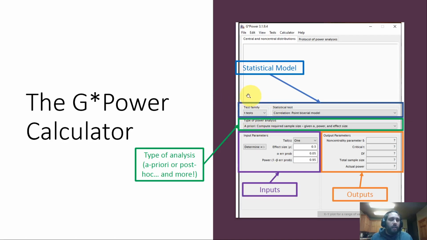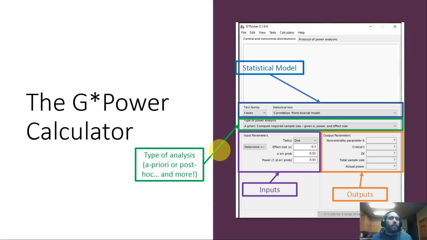And then, depending on what your test family is, there's going to be different statistical tests that show up in here. There's going to be independent means comparison. There's going to be four groups comparisons. There's going to be all sorts of comparisons that we could do, or a correlation model, even if you want to. There's all sorts of different things. We're going to be focusing on two different ones, and we're going to be focusing on them a priori and post-hoc. And the type of power analysis in green here is essentially where you determine whether you want to do a power analysis a priori or post-hoc.